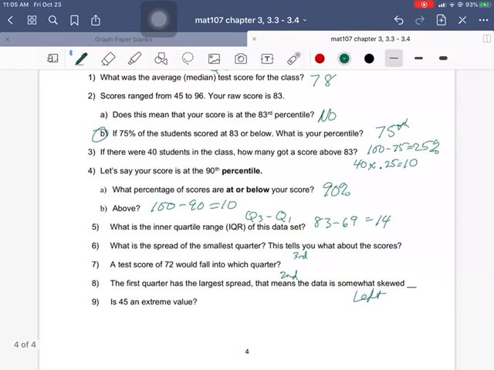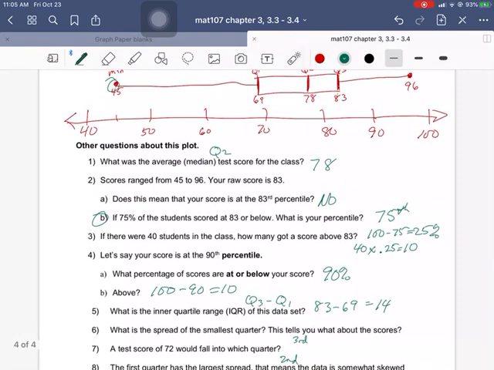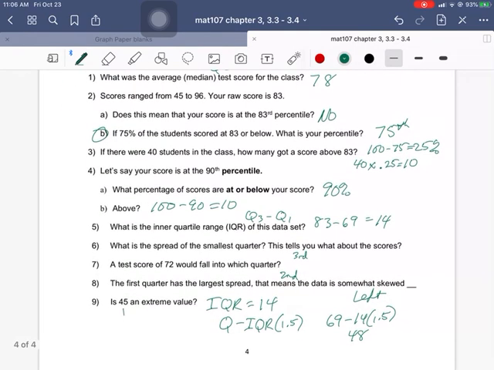Is it an extreme value? Remember, the outlier formula requires the IQR first, and we found out above that was a 14. So the formula for a low outlier is that. So Q1 was 69 minus the 14 times the 1.5. So that's going to give you 48. So yes, think about it. We're going down the scale. 48, anything this way is a low outlier. So our 45, yes, that's an extreme value.